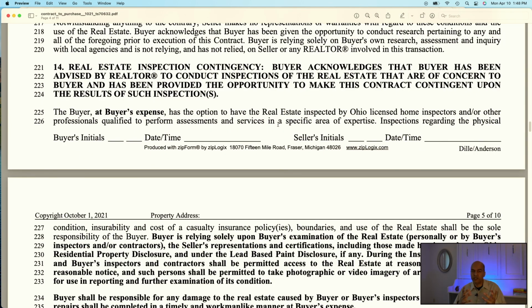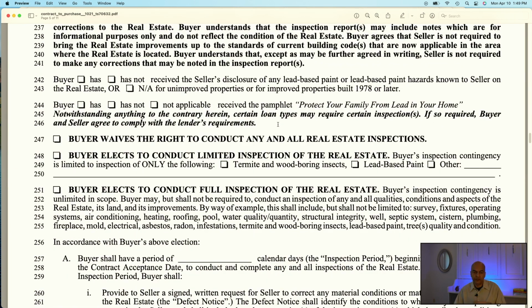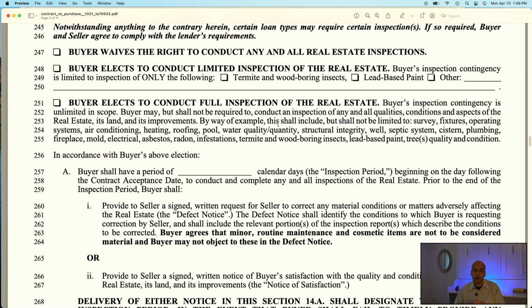Number 14 is an important section, the real estate inspection contingency. Basically, this is the home inspection section. This is where you're going to put in the time frames for inspection. This is where you're going to put in the time frames that the seller has to respond to repair requests. Discusses over here whether the buyer has received a lead paint disclosure. Lead paint disclosure is going to be needed for properties that are built 1978 or earlier. There are a couple options here when it comes to home inspection. The buyer can waive the right to a home inspection.